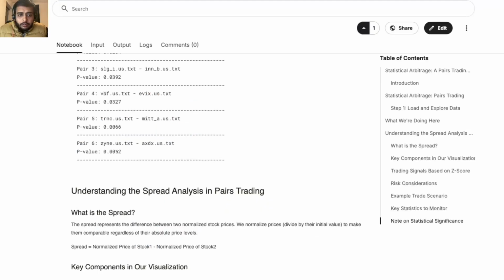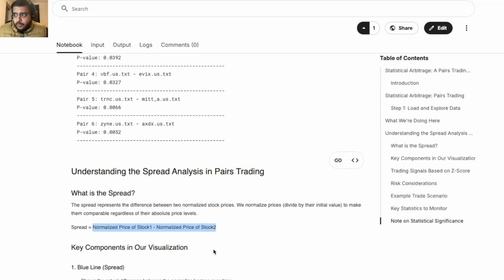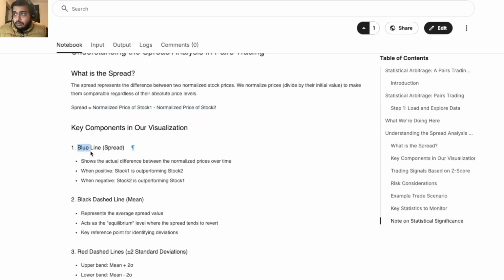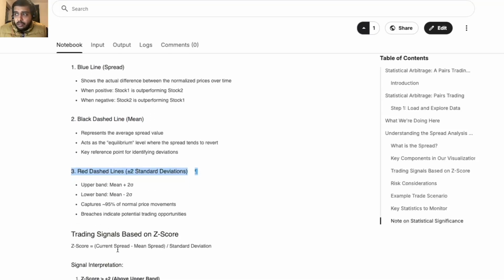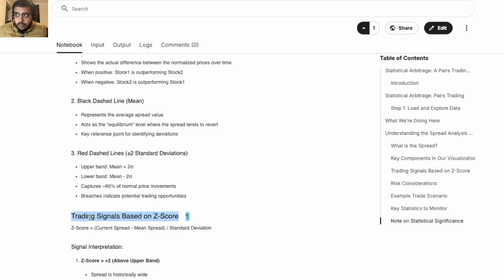Next we will generate the spread. As we saw earlier, the spread is the trading signal that tells us whether to take the trade or not, depending on the co-integration. The spread is nothing but the difference between the two normalized stock prices. I have marked some lines here: the blue line is the spread, along with the mean and the standard deviation, and we will generate the trading signal based on the z-score.